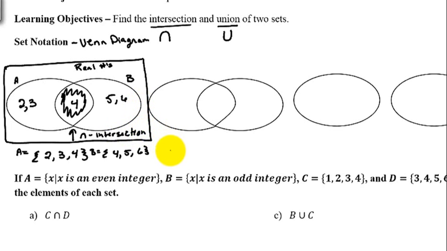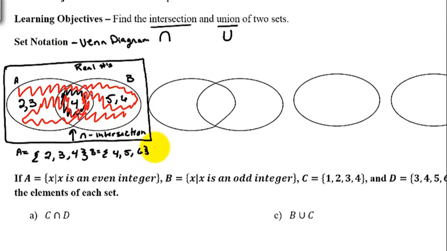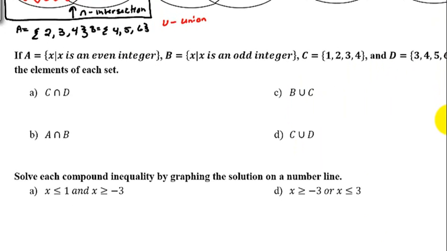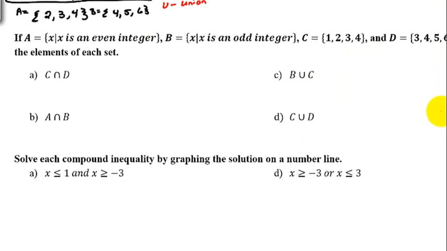And then the union of the two sets would be, and I'll shade that in red, the union would be all of this, even the intersection part. And so the union would be with a capital U. Okay, so let's just go down and take a look at some of our examples now.